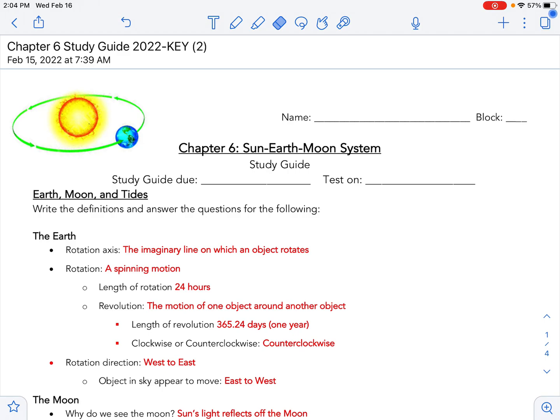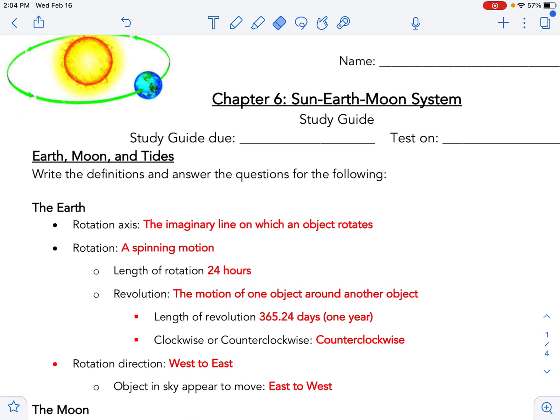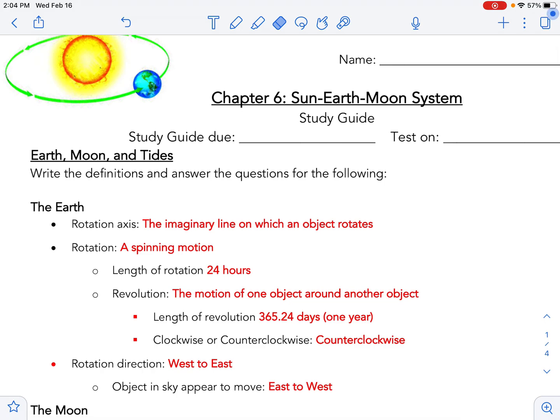So the first section has to do with the Earth. The rotation axis is an imaginary line on which the object rotates. So we have our Earth, and then we have this axis from pole to pole. It's an imaginary line. Rotation is a spinning motion. The length of the rotation is 24 hours, which gives us our day and night.